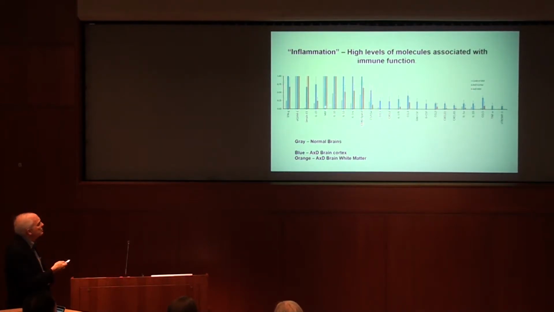This is not supposed to have you read these things, because you can't if your eyes are as bad as mine. But one of the definitions of inflammation is that there are high levels of molecules that are associated with immune function. We call some of these things cytokines or chemokines, and they're made usually by inflammatory cells. In this particular case, in mouse brain, and we think also in human brain, many of these are made by the astrocytes themselves.